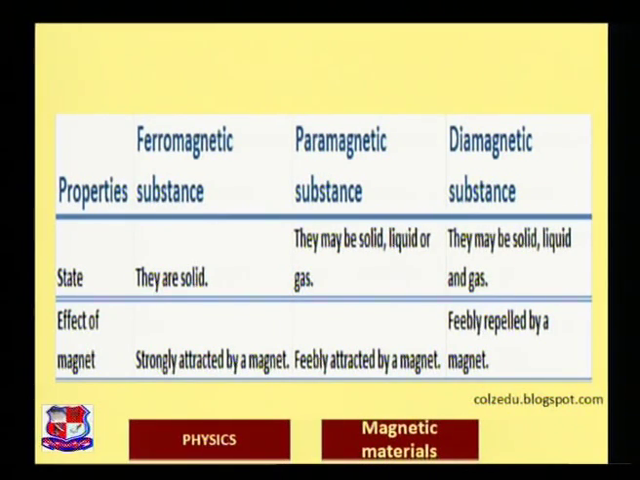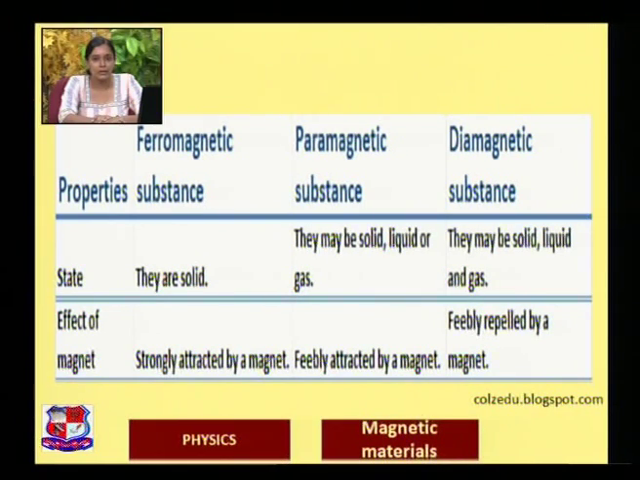The second one is the effect of a magnet. When I apply an external magnetic field, the ferromagnetic materials are strongly attracted by the magnet, but the paramagnetic materials are feebly attracted by the magnet. On the other side, the diamagnetic materials are feebly repelled by the magnet. They will oppose the external magnetic field.